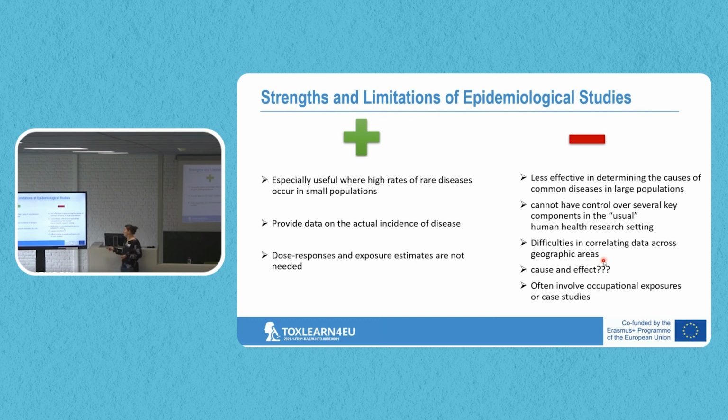And of course, there are often occupational exposures, so that also needs to be taken into account. Are people exposed at work? Are people exposed at home? Are people exposed on their way to work? There are a lot more factors to take into account, because people move around. We're not sitting in a cage or a petri dish.